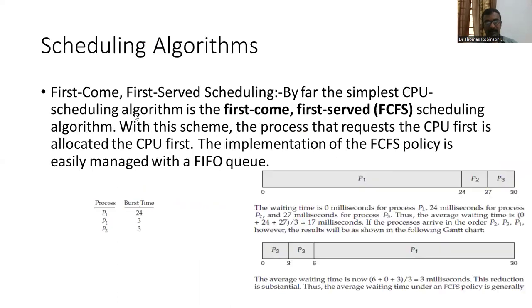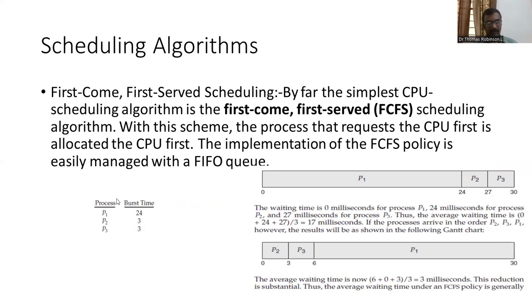Next we can see one or two algorithms regarding scheduling. First I am going to explain the first come first served scheduling algorithm, which we call FCFS. In this algorithm, the FCFS policy, we already know about the FIFO, first in first out queue, and the FIFO policy.